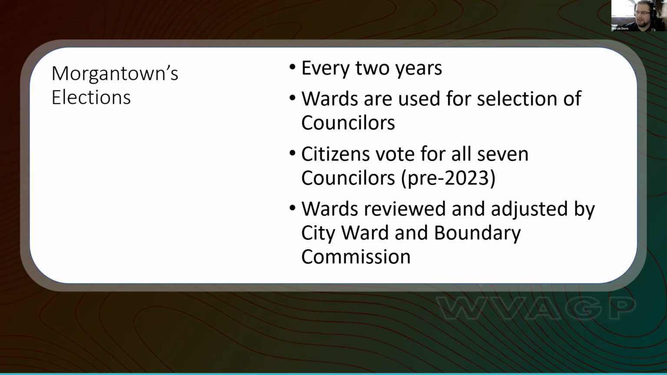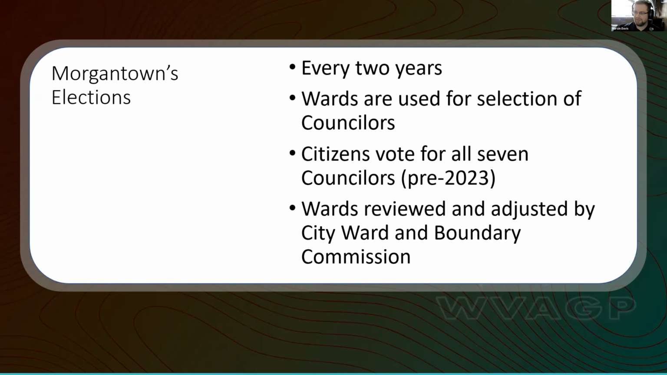What I mean by that is the citizens vote for all councilors on city council. They don't just vote for their particular ward. And in doing so, up until this year, they voted for all 7 at once. Starting in 2023, the councilors will have staggered 4-year terms instead of every 2 years to achieve a more consistent city council, because every 2 years there was quite a bit of turnover.